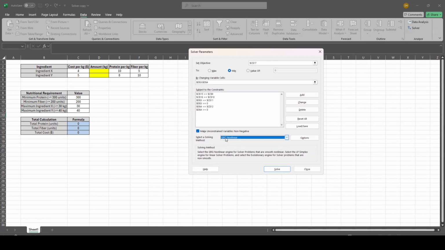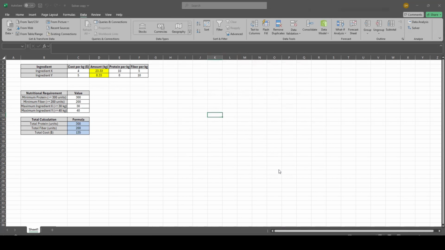So select a solving method. The solving method should be Simplex LP. Why is it LP? Because it's the total cost, a linear formula. It is ingredient X cost per kg times the total kg of ingredient X, plus the cost per kg of ingredient Y times the total kg of ingredient Y. So it's a linear formula. It's not really a quadratic or a cubic equation. It's a linear equation. So that's why you do not select GRG Nonlinear or Evolutionary. Select Simplex LP, and then Solve.